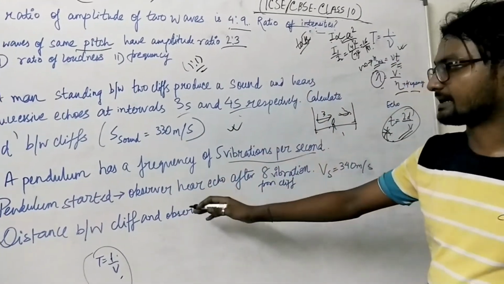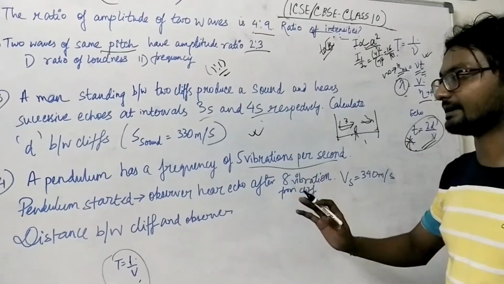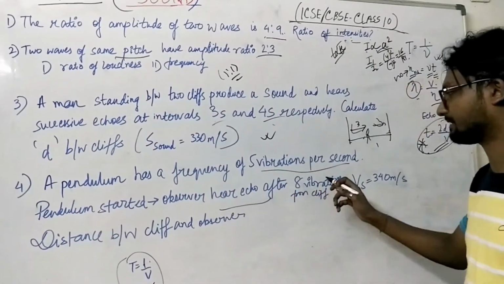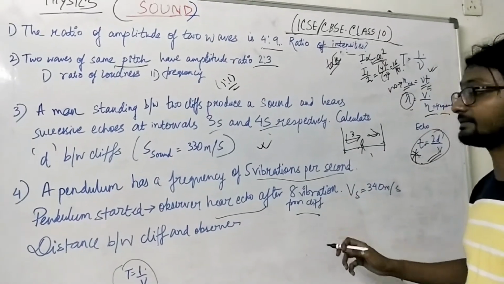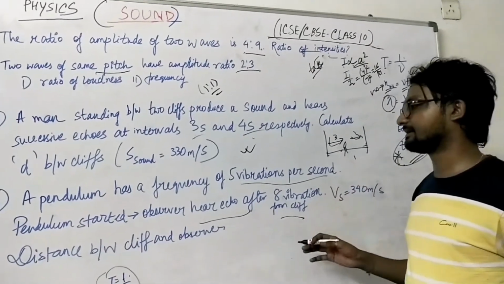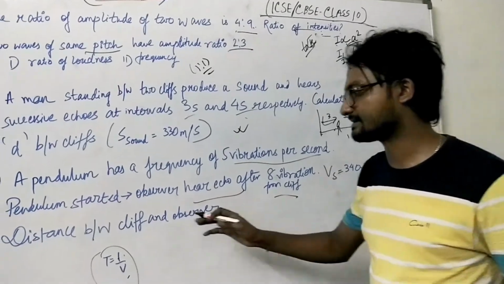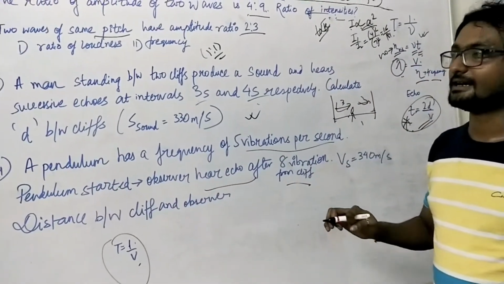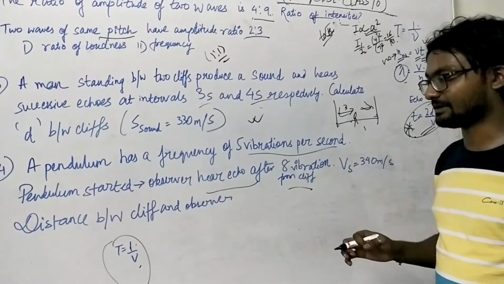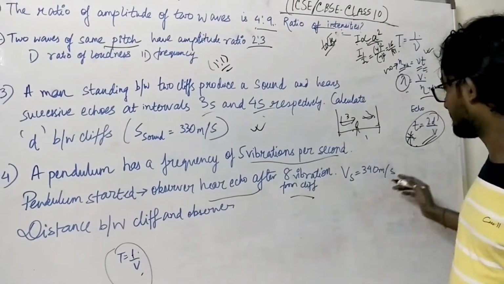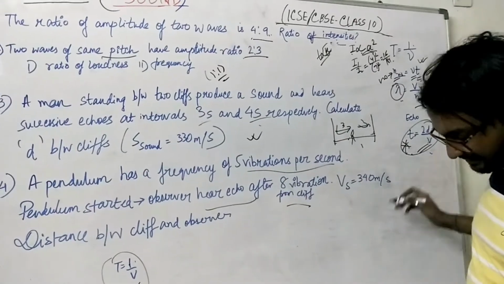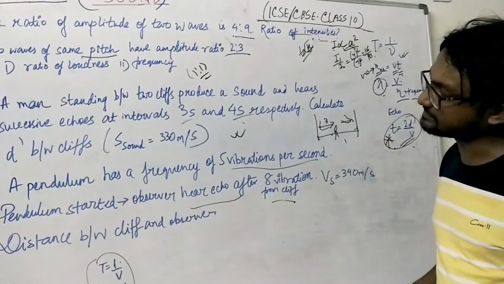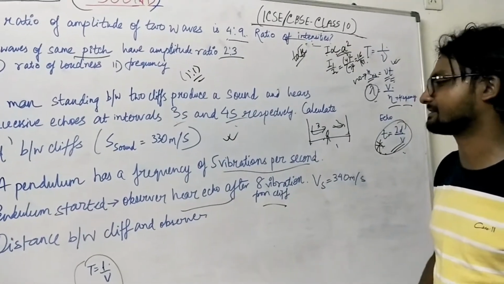Then the pendulum is started and the observer hears the echo from the cliff after 8 vibrations. After 8 vibrations, the observer is hearing an echo. Then find the distance between the cliff and the observer. So you can say 8 vibrations are happening between the two, and the same formula is applied over here. Same formula.